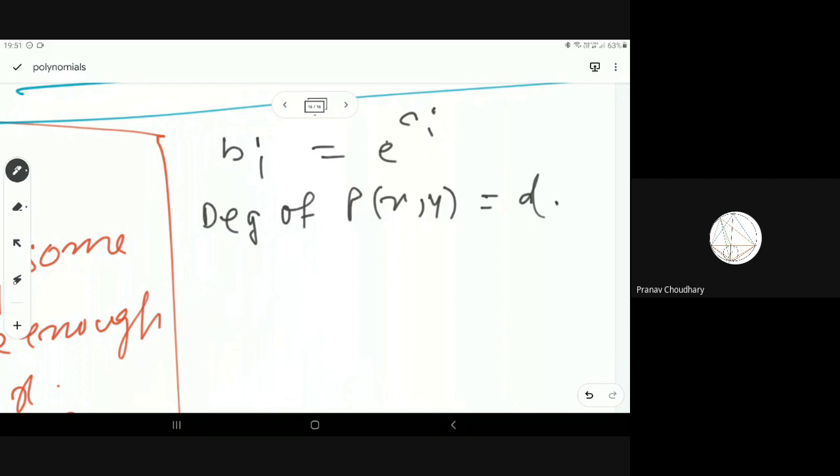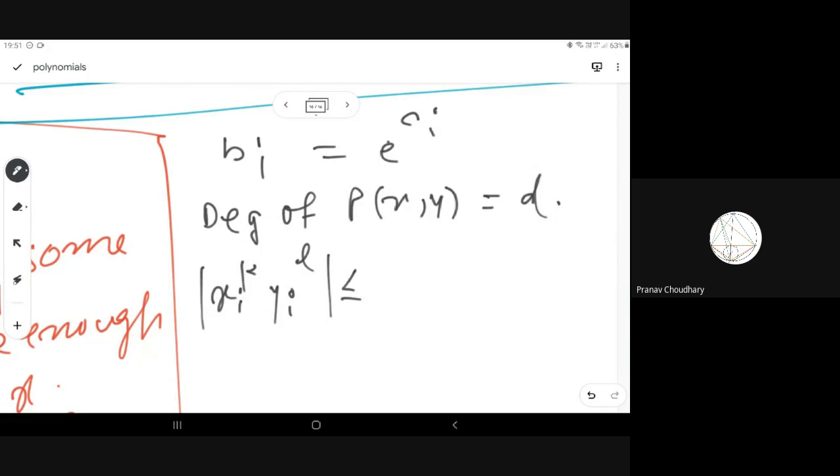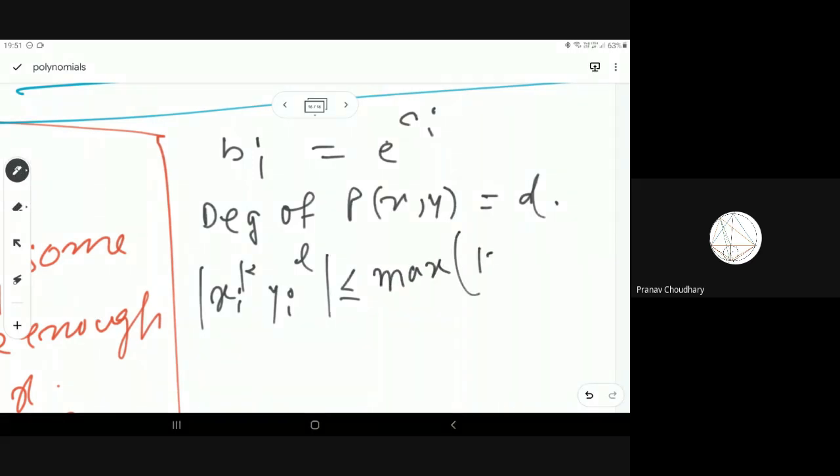Now when you write the polynomial, it will have terms of the form x_i to the k and y_i to the l, and so on. So now what we can do is use the triangle inequality on it and bound it. You can use this easy bound, and k plus l is also at most d.